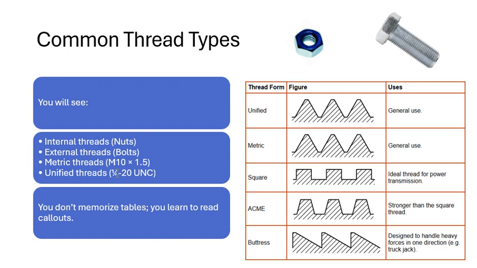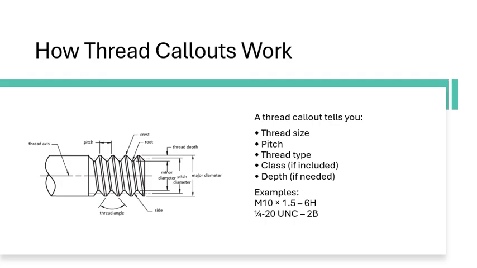So if you mix these up, your bolt is not gonna fit, period. So how do thread callouts work? A thread callout is just a note, okay? It's a thread note that tells you the size, pitch, thread type, class, and the depth, telling you everything about the thread. And it looks like this.